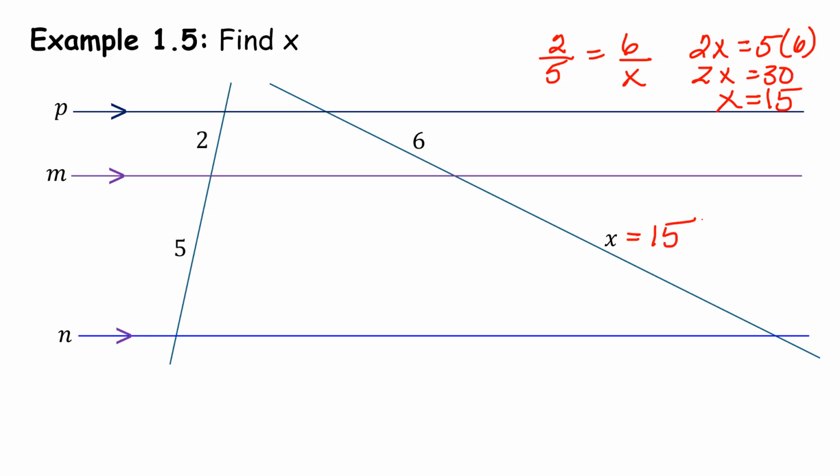So the other way that you could think about this problem is to say there's some number I can multiply by 2 to get 6, right? So 2 times some number, I'll call it f, is equal to 6. Well, that number obviously is 3. If I multiply 5 by that number, I'll get x. So that's 15. So there's the scale factor way of doing it, and there's the proportion way of doing it. They both give you the same answer.